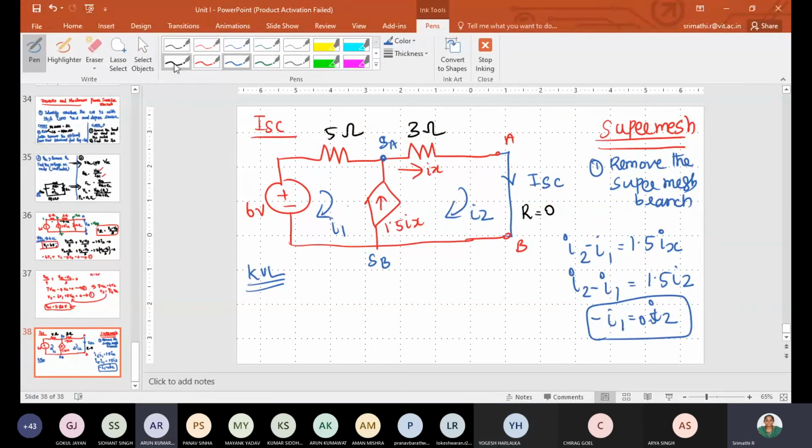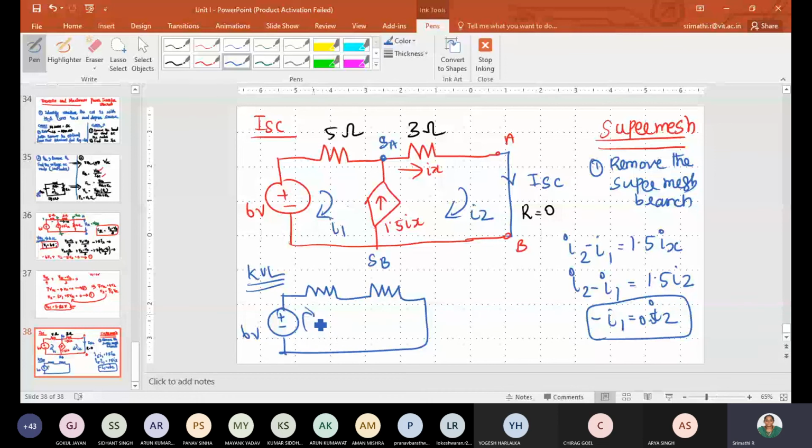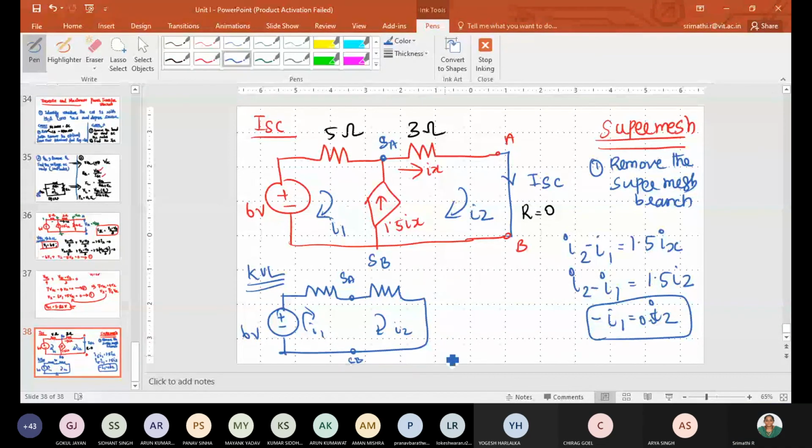After finding all this, remove the branch. So how will you be getting your circuit? This is 6 volt, I have 5, and your circuit is like this. I have I1 and I2. But here we have a super mesh node A and super mesh node B. Now write KVL. So 6 minus, what is the current flowing through 5? It is only I1. Am I right?